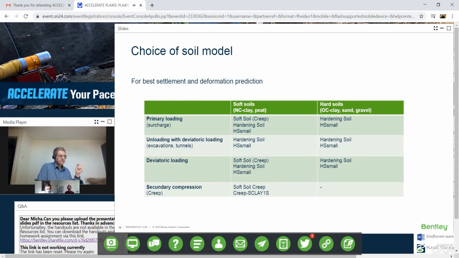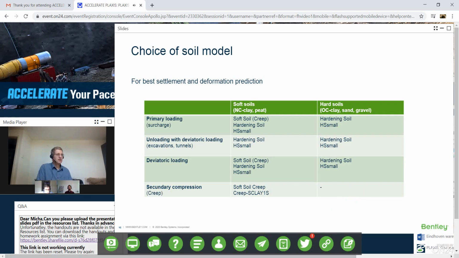Now, the final slide here. This is the choice of model in Plaxis to get the best settlement and deformation prediction. I already mentioned something about undrained strength, and we will talk about it a bit later on Wednesday. So depending on the kind of loading, is it a primary loading, like for instance for a dam or an embankment? Can also be a foundation plate on normally consolidated soils. Is it unloading with deviatoric loading?